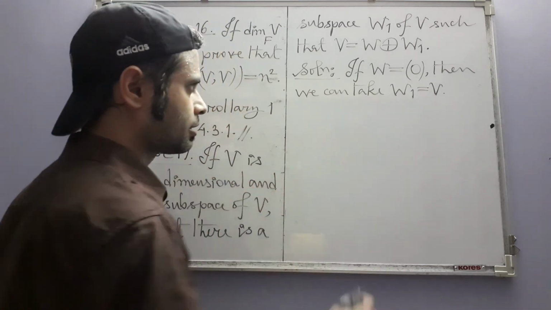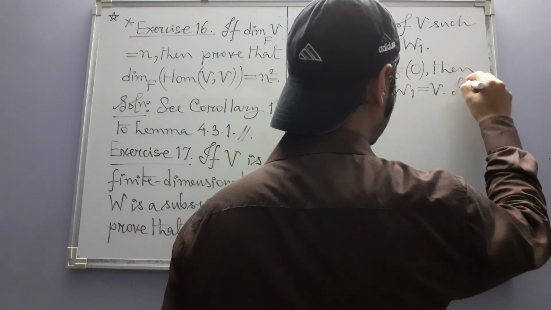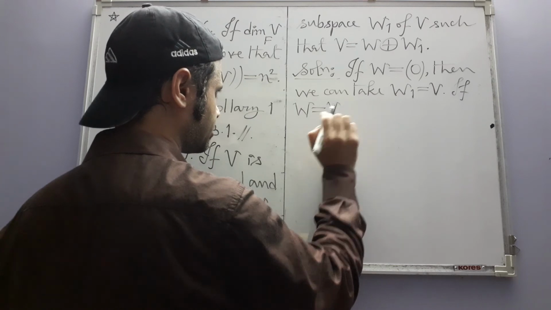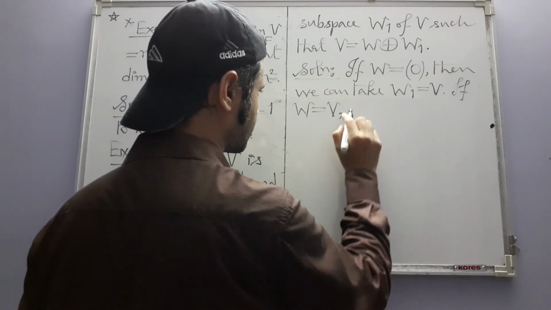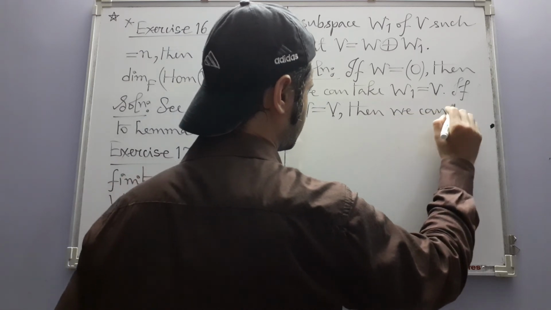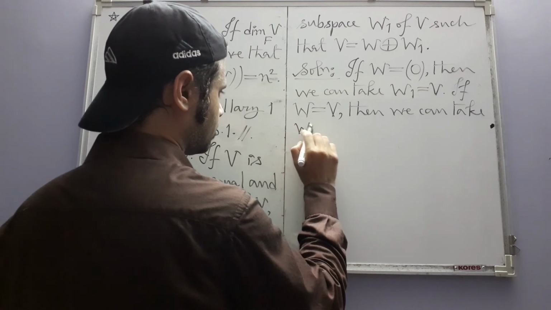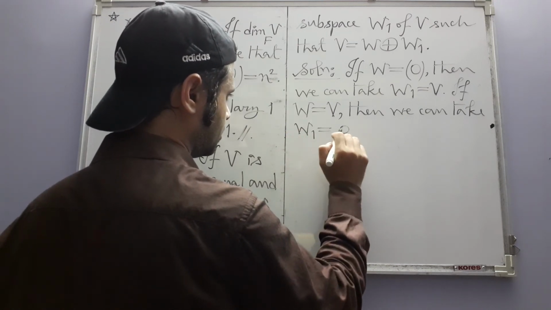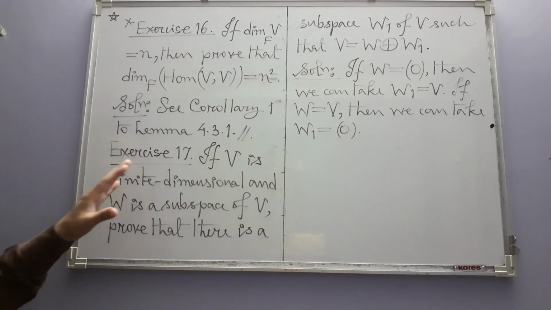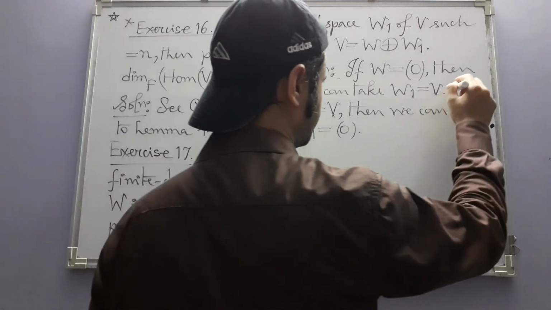And there is another extreme case. If your original subspace is actually the entire space, you can guess what we are going to write here. Then we can take W1 to be the zero subspace. So now that these extreme cases are out of the way, we can come to the usual W's.